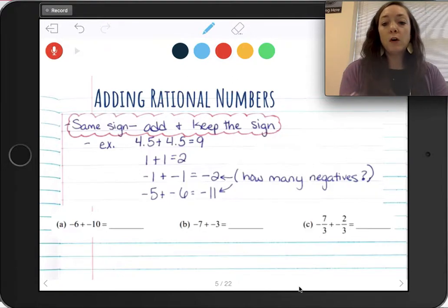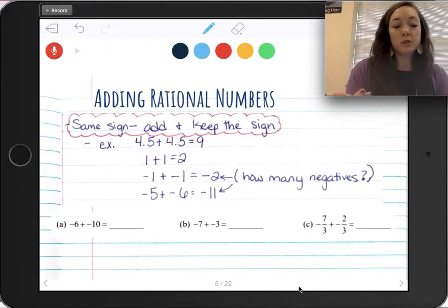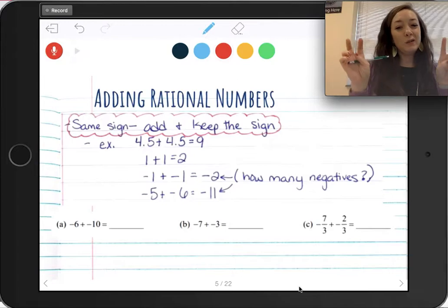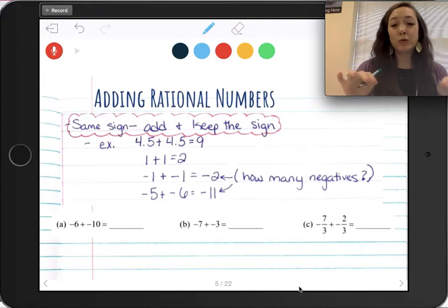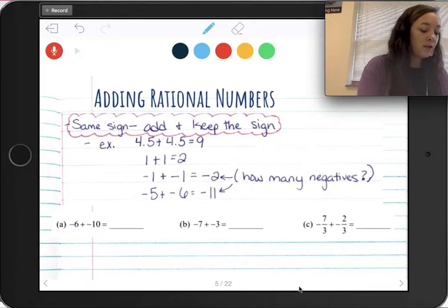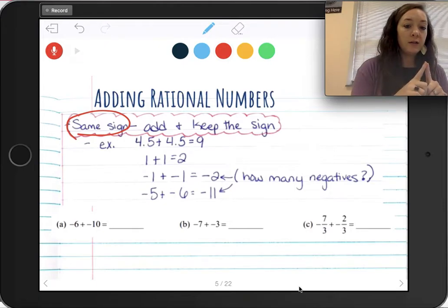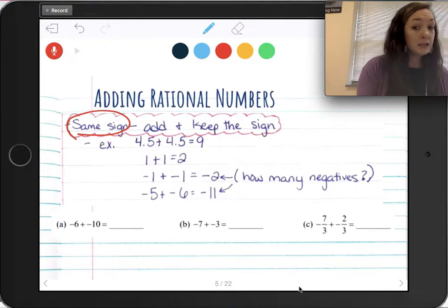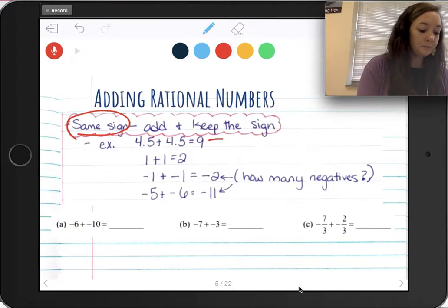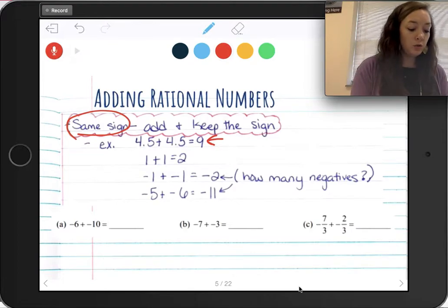So now let's move on to adding rational numbers. So I'm going to give you, and I say it's a rule, it's not a rule, it's just guidelines on how we add rational numbers. So if they are the same sign, we're going to add the numbers together and keep the sign. So our examples, positive numbers, we know how to add positive numbers. 4.5 plus 4.5, that gives me 9. If I have the number 1 plus 1, that gives me 2.